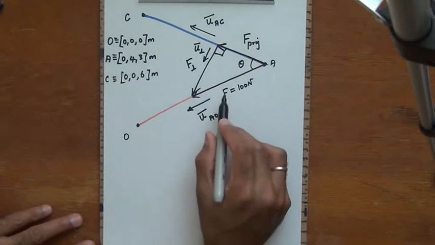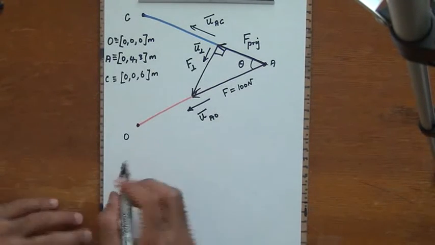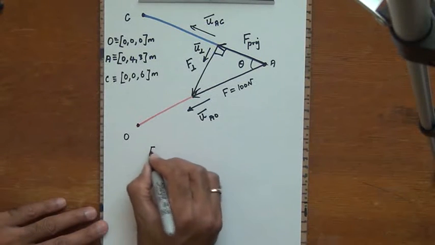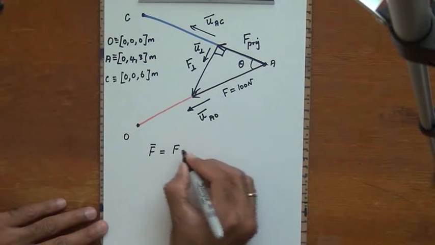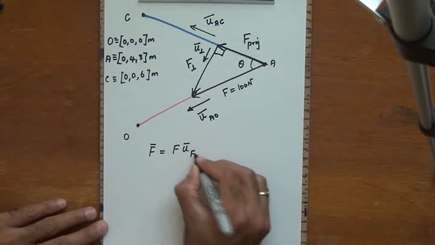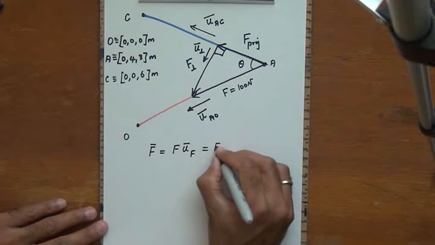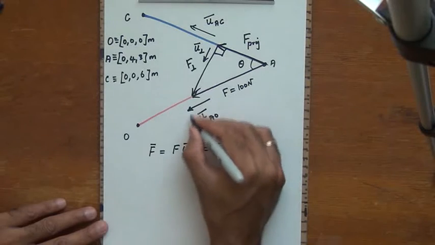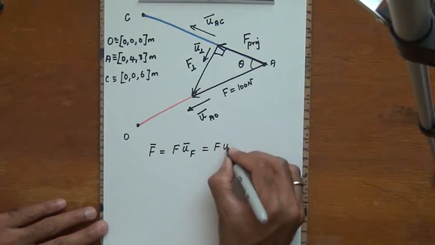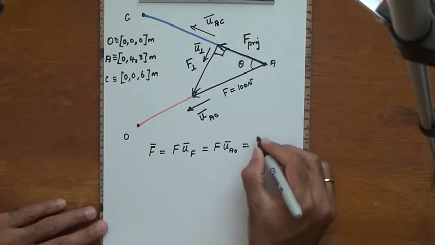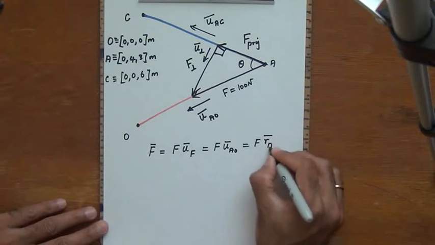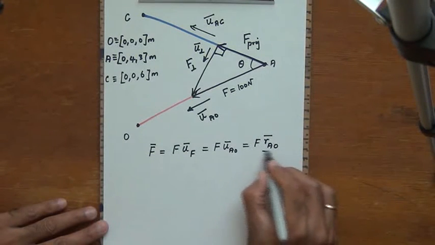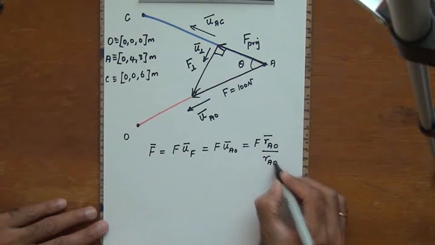Alright, so we will write out all this information in terms of how to express the force as a Cartesian vector. First of all, I'm going to write the force F as a Cartesian vector. Okay, so the force F is going to be the magnitude times the unit vector along its line of action. This is going to be the magnitude times the unit vector along the line of action, which is UAO. Unit vector is nothing but the position vector divided by the magnitude of the position vector.